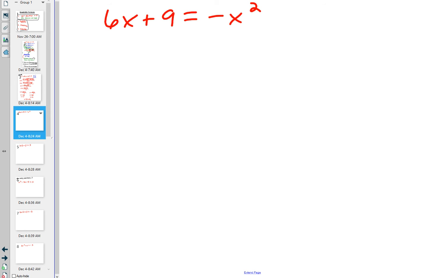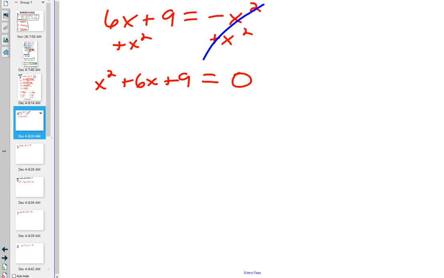So I'm going to be smart about it, and I'm going to add x squared to both sides. So x squared plus 6x plus 9 is equal to 0.